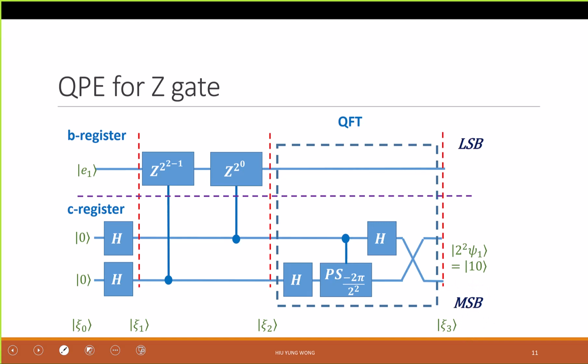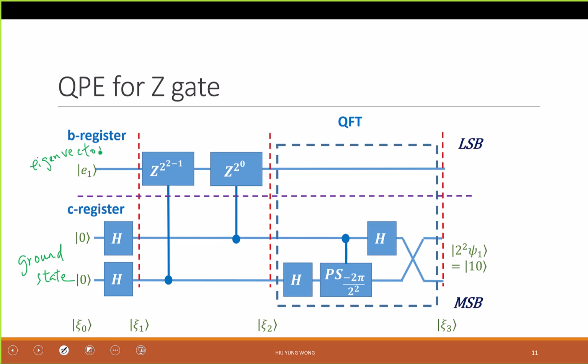Now, in the bottom, we always input 0. Just 0, the ground state of the system. Everything is 0, the lowest energy state. In the B register, we input an eigenvector.